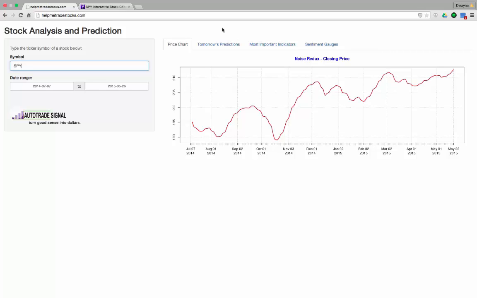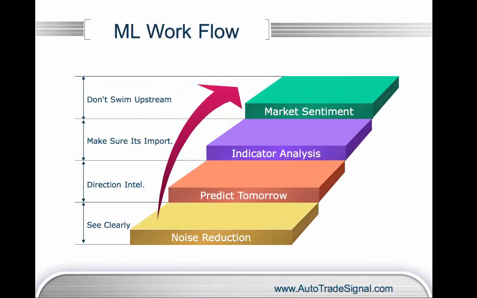So this is our noise reduction feature. It removes a lot of the back and forth movement of prices. It filters out a lot of the market noise, and it shows you just the essence of what price is doing. So especially if you trade price action, this is a great tool to help you see clearer and easier what the market is really doing.